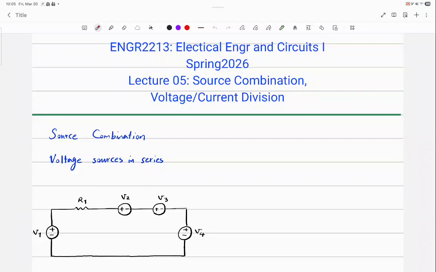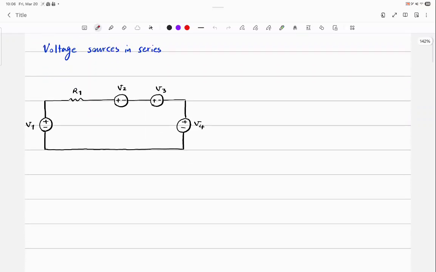Okay, good morning. We combined resistors in the previous lecture, series and parallel. Now let's see what happens to sources if they are in series or parallel. Let's start with voltage sources. So you have 4 voltage sources in this circuit, right? And 1 resistor. In order to understand how we can actually combine sources, let's write some equation for this circuit.